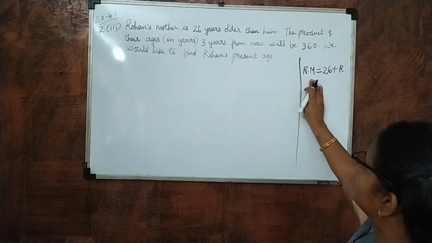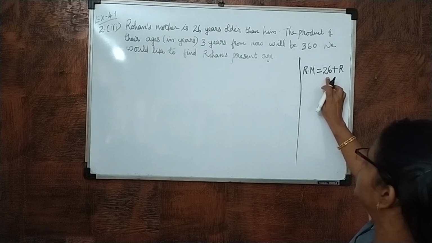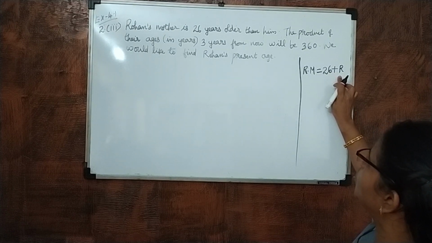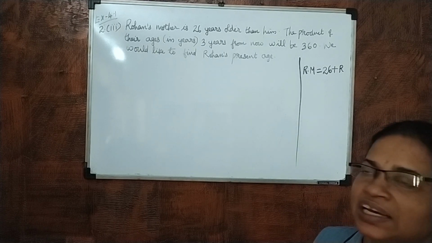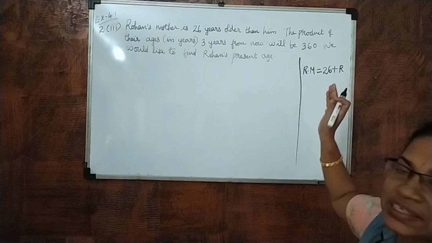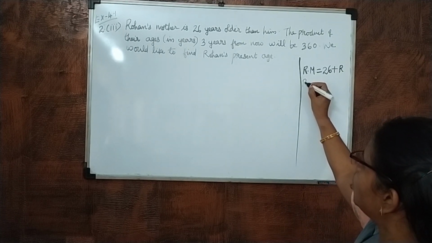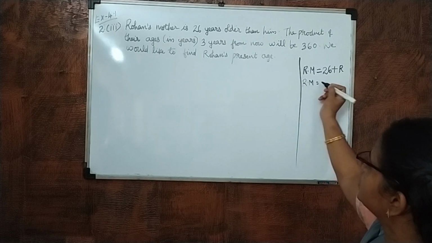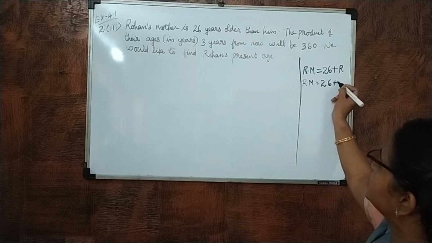So Rohan's mother's age is 26 years older than Rohan. So which one do you take as x? To whom it is compared, that should be x. That means Rohan's mother's age equals 26 plus x.